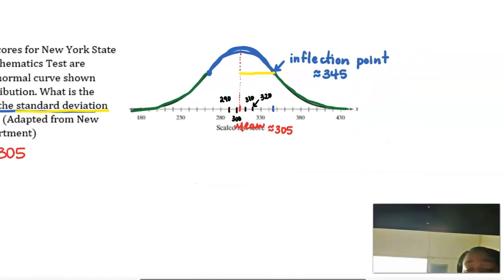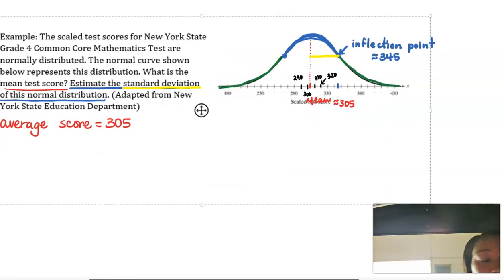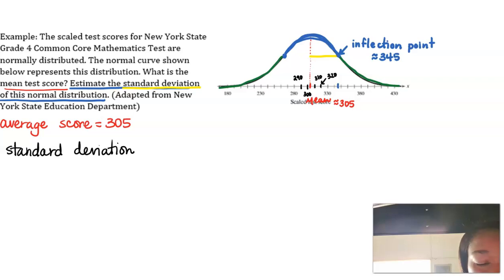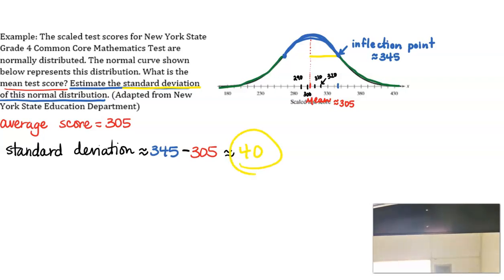So if I'm saying the inflection point is about 345 and I said that the mean was about 305, then my standard deviation I'm approximating is about 40. And I'm getting that by taking my positive inflection point of 345 and subtracting my mean of 305 to give me about 40. I'll change the color, but I'm saying 40 is about that distance right there between the mean and that inflection point.